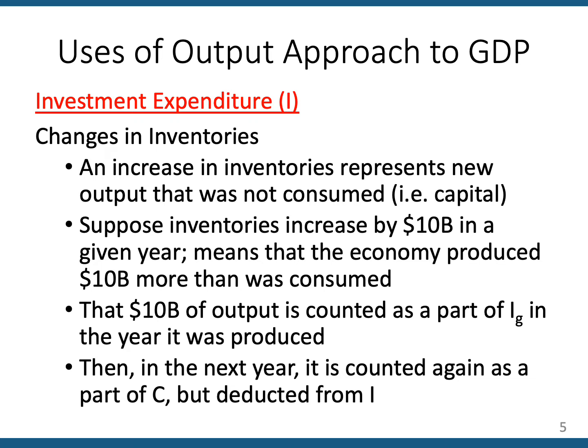And I'll show you an example of this shortly. But that is a special use of the investment category to show changes in inventories to account for products that are produced in one year and consumed in the next. We want them to be measured as GDP in the year that they were actually produced.